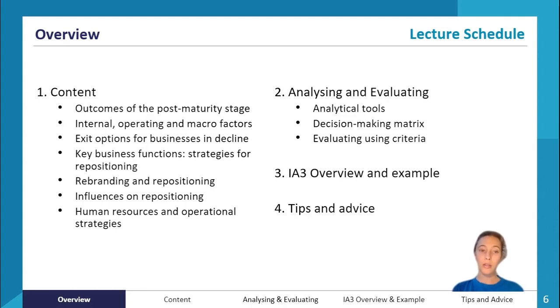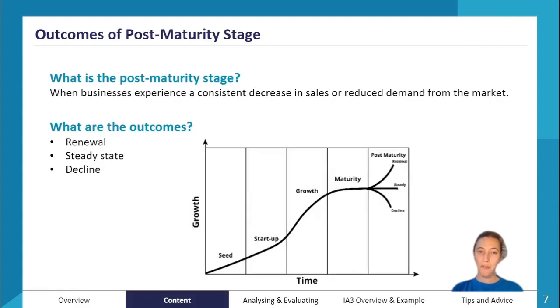We're thinking about exit strategies, strategies for repositioning to try and counteract that decline, and then also the different tools that you'll need for your assignment for this particular unit. So you'll have analytical tools and evaluating criteria like always, a decision-making matrix that you'll need to know how to do, and we'll look at an overview of the IA3 and an example as well to get you started. Okay, without further ado, let's have a look at the post-maturity stage.